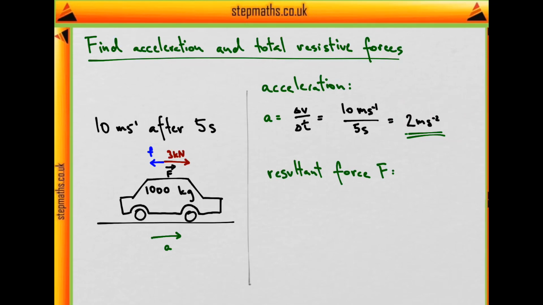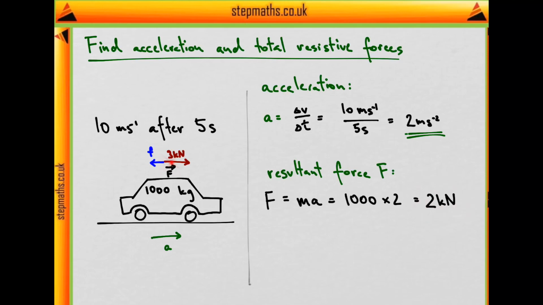Now we are going to focus on the resultant force F. So if an object moves with a certain acceleration and has a certain mass, we can easily find the total force, or the resultant force, which must act on it by Newton's second law, which tells us that the resultant force must always be the mass times acceleration. 1,000 kilos times 2 meters per second squared, which is 2 kilonewtons.